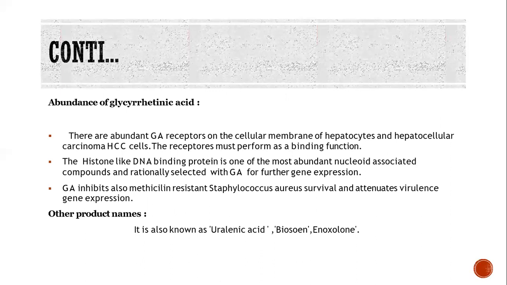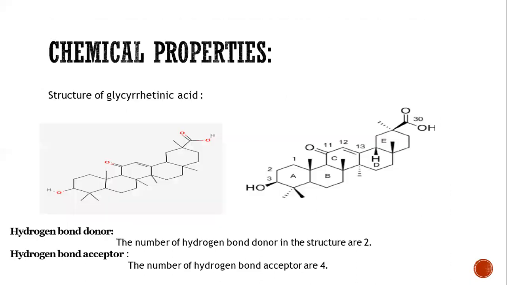Other product names. GA is also known as uralenic acid, biosone, or enoxolone. As we know, the chemical formula of glycyrrhetinic acid, here the structure is shown in the figure.